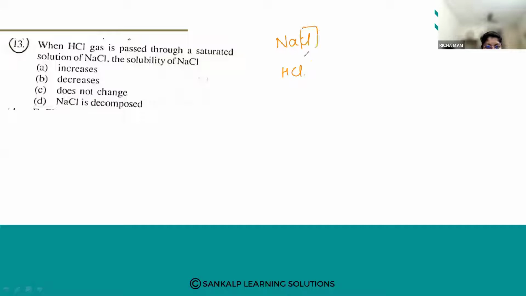So a common ion is there. What will happen according to the common ion effect? What will happen to the solubility? Solubility will decrease, right? Because when we are adding HCl to a saturated solution of NaCl, the solubility of NaCl will decrease. So option B is the answer.